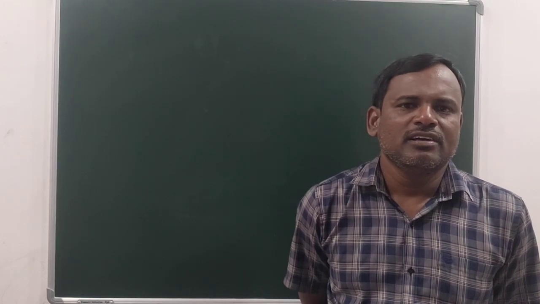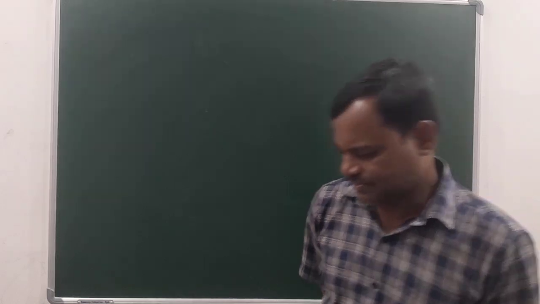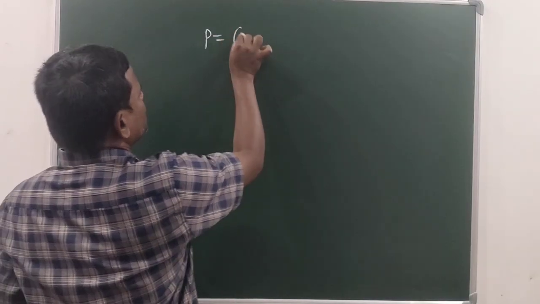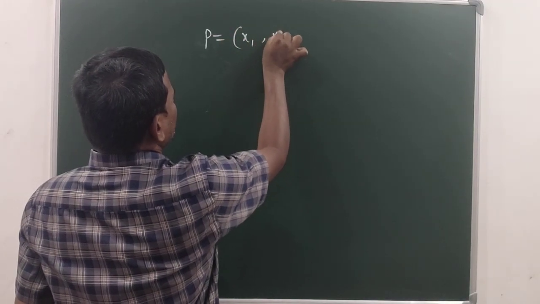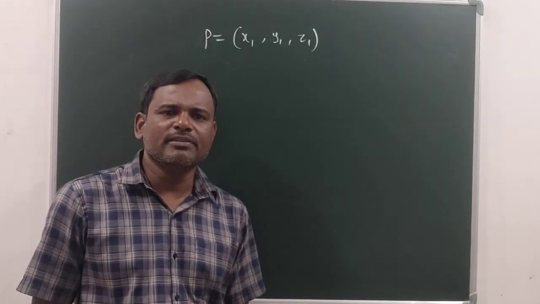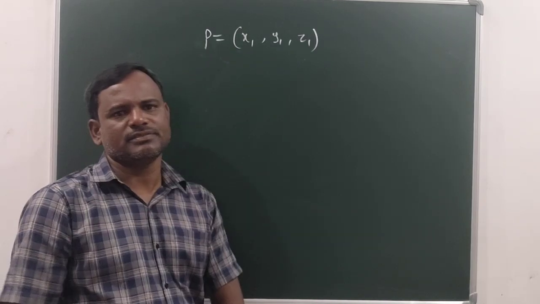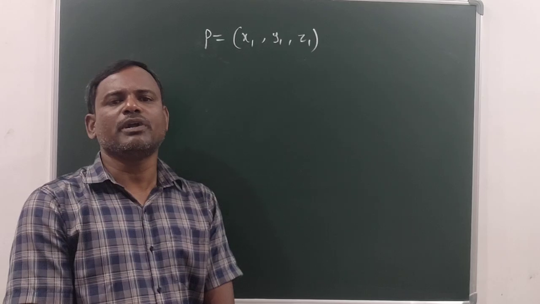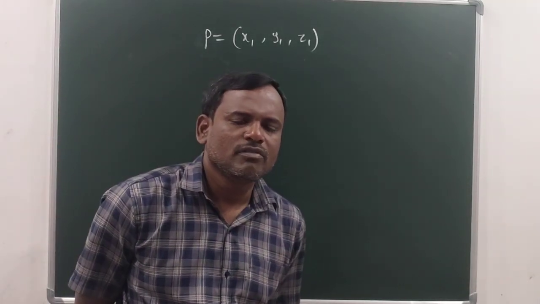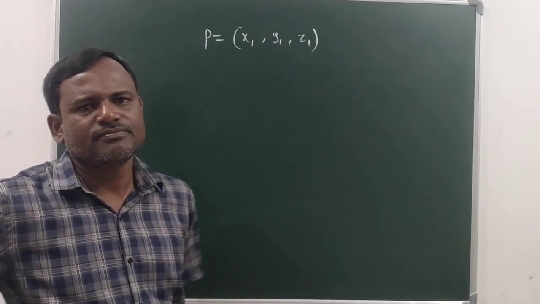Now let us find the perpendicular distance from a point to the x-axis. One point P is given in the space. Let it be x1 comma y1 comma z1. Now I am asking you to find the perpendicular distance from this point to the x-axis. How do you find it? Tell me. What is my question? Perpendicular distance from this point to the x-axis.